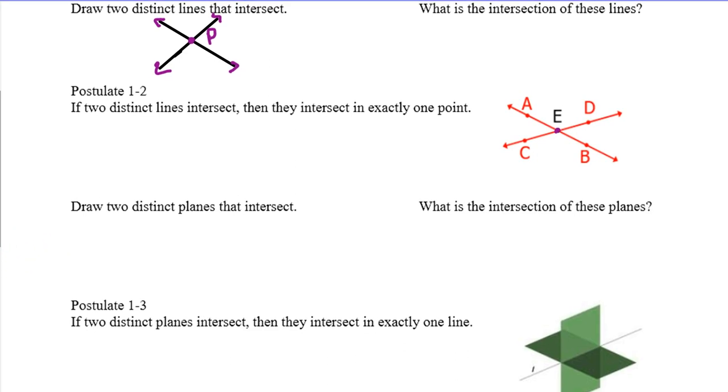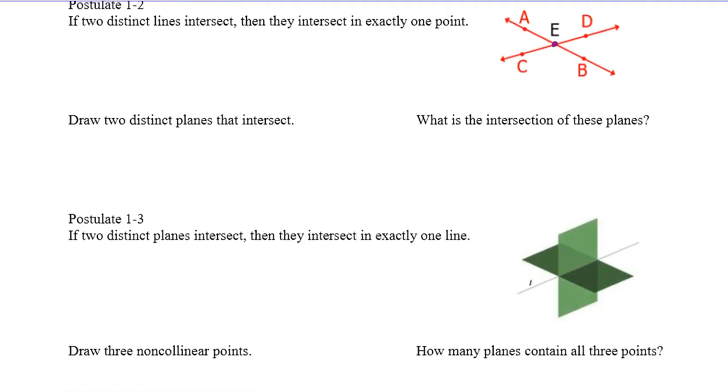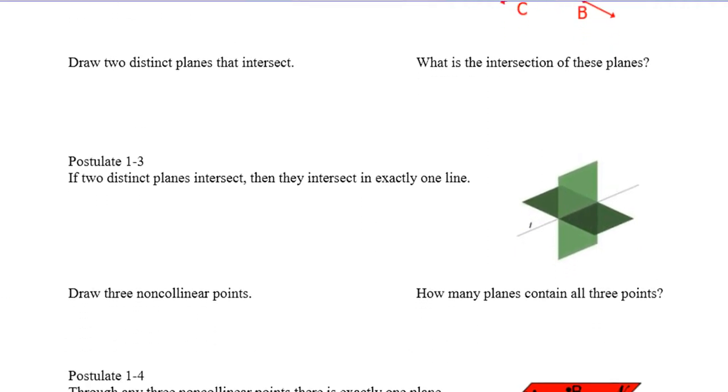The next thing we're going to do is draw 2 distinct planes that intersect. And what is the intersection of these planes? Now, lines are something we're more familiar with. Planes, it's a little bit harder for us to visualize. So when you think about planes, what I want you to think about is like the floor intersects the wall. Let's just get some kind of picture that we can keep in our mind.